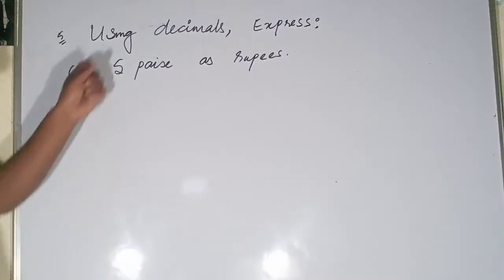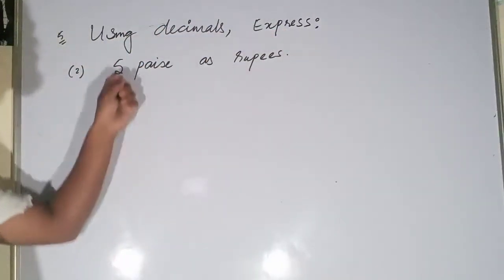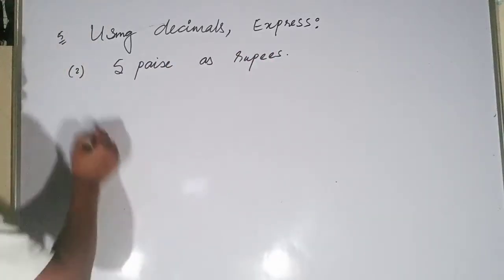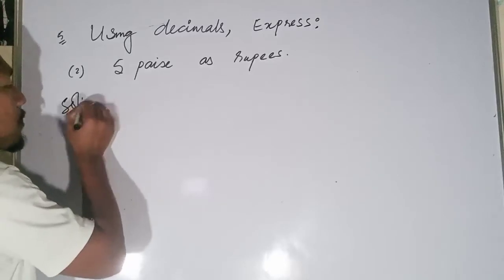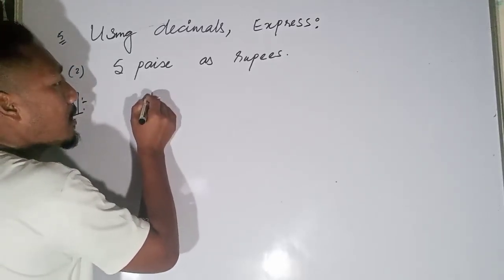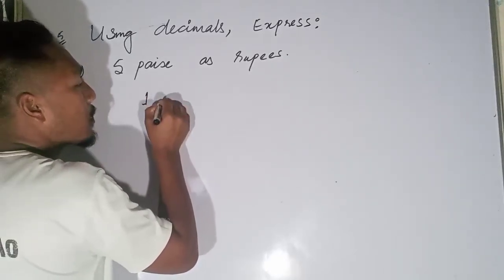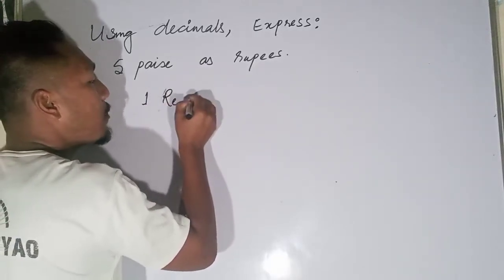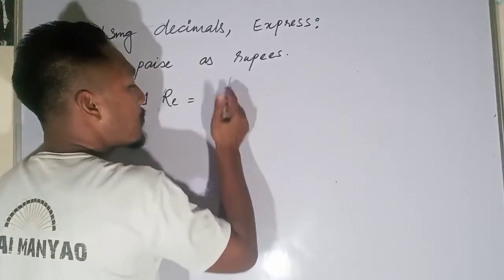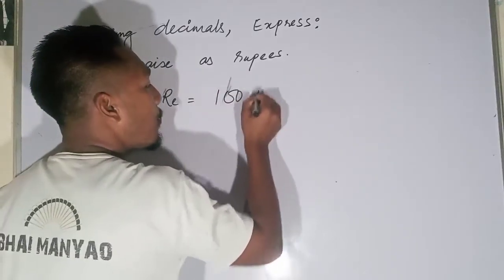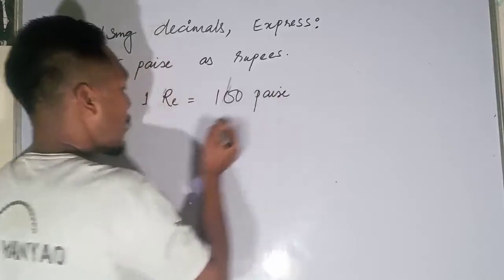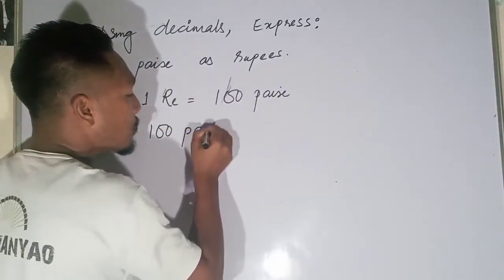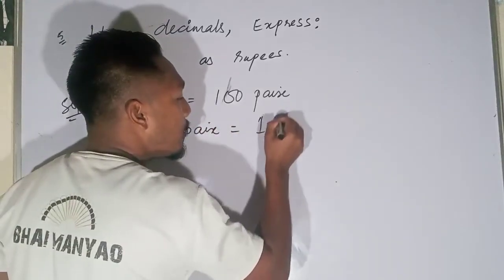So now our next question is using decimals. We have to express 5 paisa as rupees. Okay, 5 paisa as rupees. You see, we know that 1 rupee, I will write rupees in the short form as 1 rupee, is equal to 100 paisa. How many paisa? 100 paisa. Or we can also say 100 paisa is equal to how much rupee? Is equal to 1 rupee.